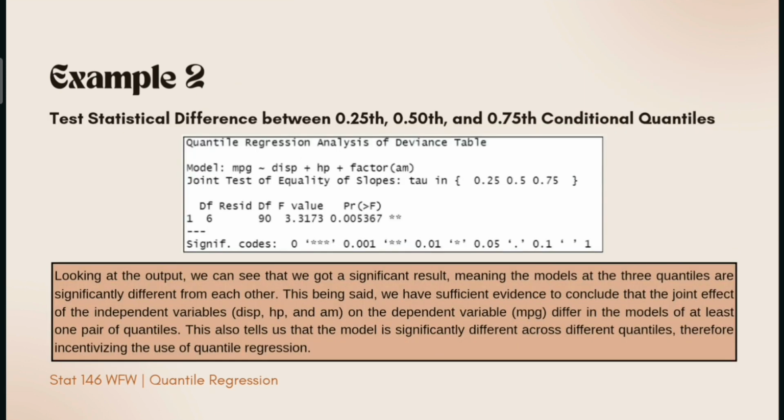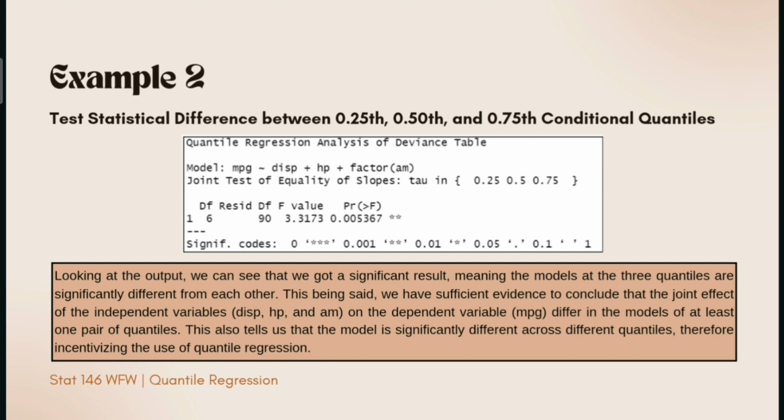Lastly, we did a formal test of significant difference using the Wald test, and makikita natin na yung p-value na nakuha ay 0.005367, which is lower than our alpha. So for our interpretation, looking at the output, we can see that we got a significant result, meaning the models at the three quantiles are significantly different from each other.